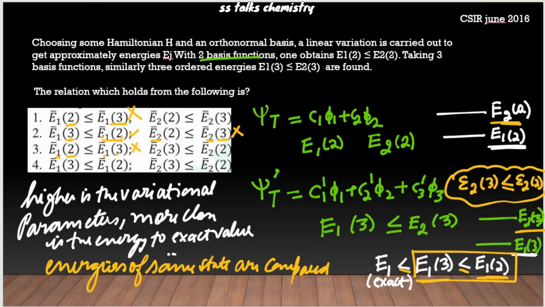Next, it is the first state only, the one with the 2 basis functions, their energy is more as compared to the 3 basis functions. This is correct. Here also the second state has been compared, the one with the 2 basis functions, their energy is more as compared to the 3 one. This is also the true one. So option fourth, both these options that have been compared are the correct one. Okay. So these statements are just important, right?